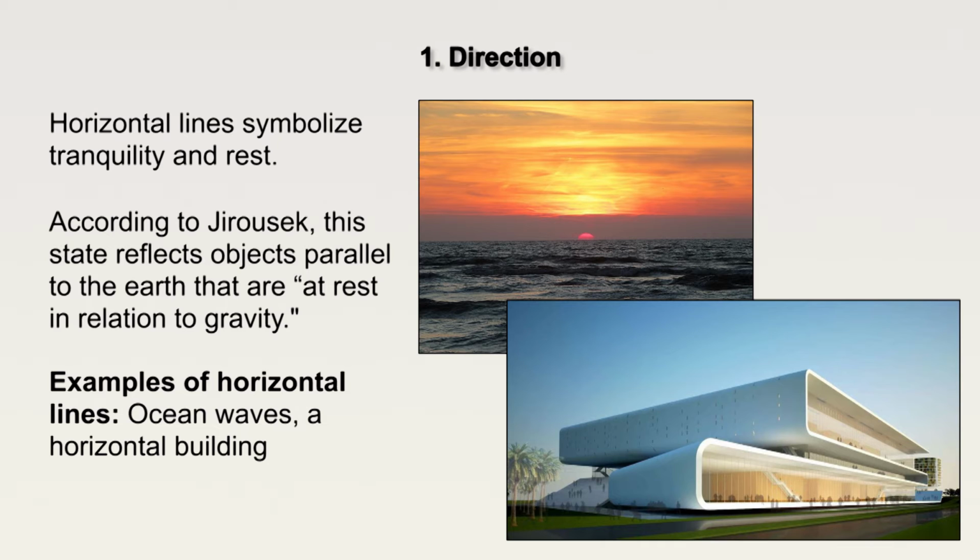Horizontal lines symbolize tranquility and rest. According to Jirovsky, this state reflects objects parallel to the earth that are at rest in relation to gravity. Examples of horizontal lines are those in ocean waves or a horizontal building. You will realize it if you take a moment to look at these example images.